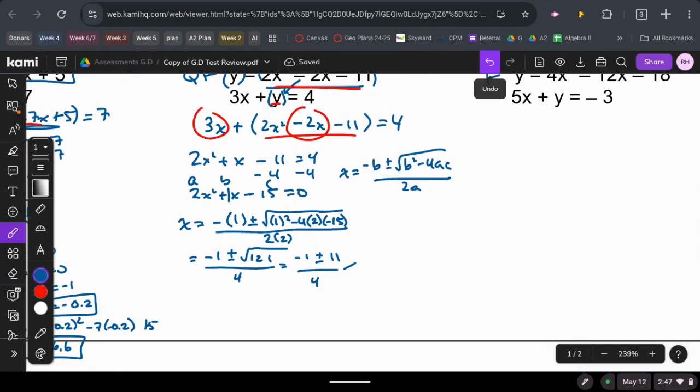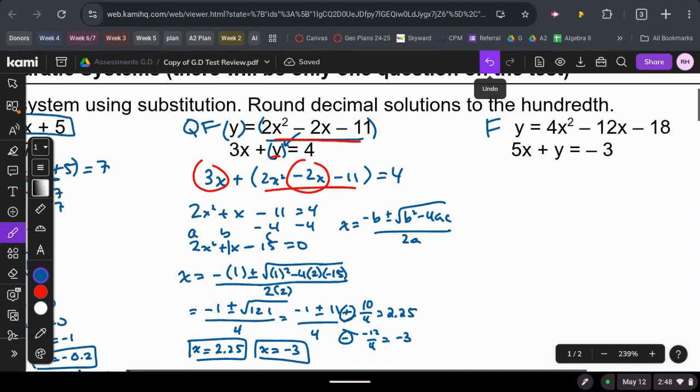This gives me two possible answers. When I'm adding the negative 1 plus 11, I get 10 over 4, which gives me 2.25. When I subtract negative 1 minus 11, I get negative 12 over 4, which is negative 3. And these are my two x values. So x is 2.25 or negative 3. Now I need to figure out the y values.